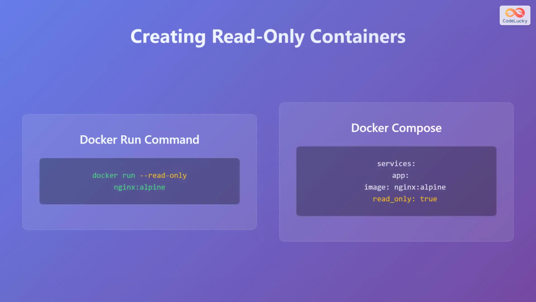You can create read-only containers using either the Docker run command or Docker compose. With the Docker run command, use the read-only flag followed by the image name, like nginx:alpine. When using Docker compose, add read_only: true under the service definition in your Docker compose file, along with the image name, for example, nginx:alpine.